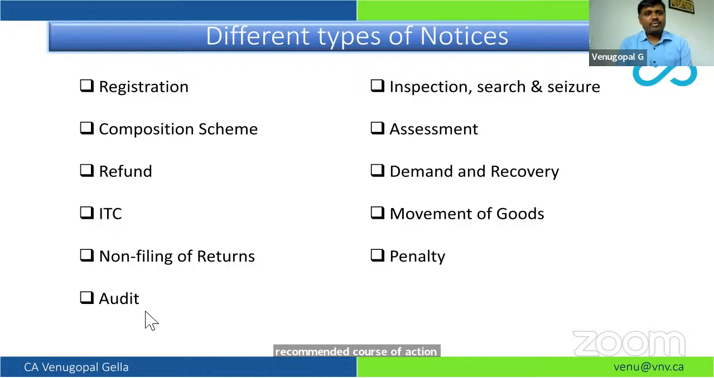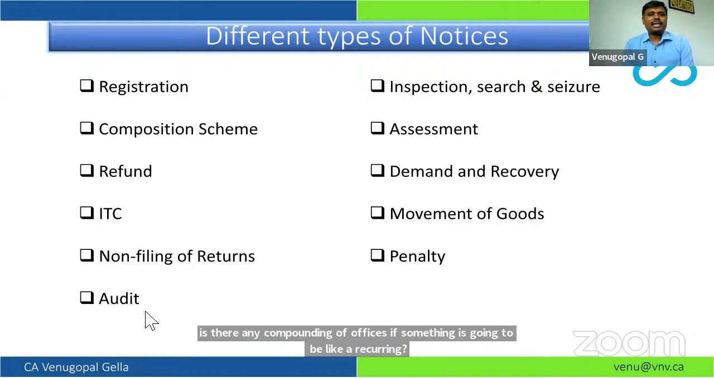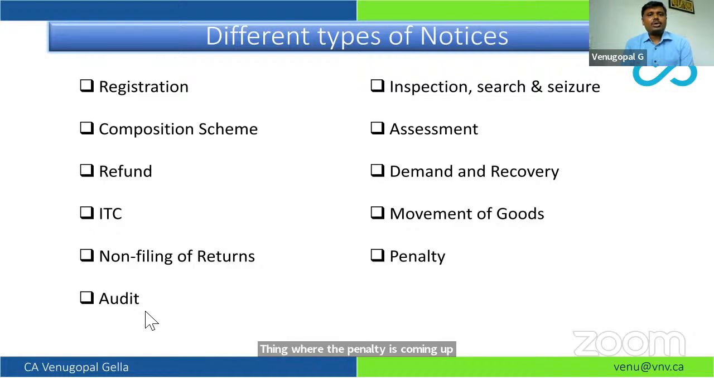You should also be well aware of the timeline in which I should make a reply to a submission. What happens if I don't reply within those timelines? What are the penal consequences? Also, is there any compounding of offenses? If something is a recurring thing where the penalty is coming up heavily and you know this is not intentional, where can I get these offenses compounded?